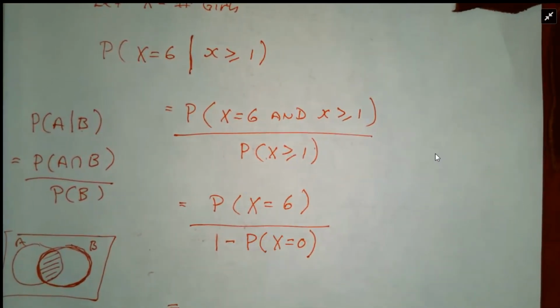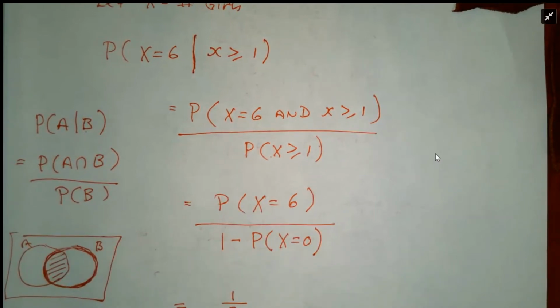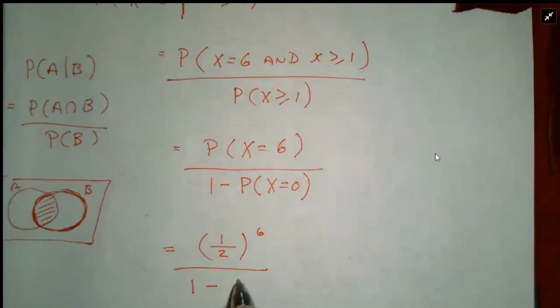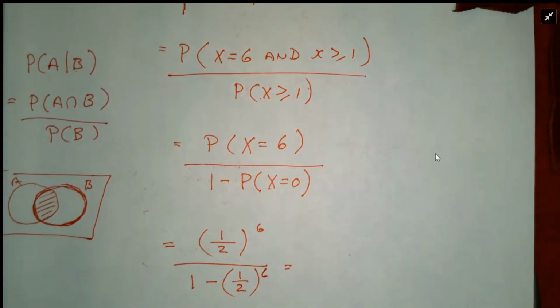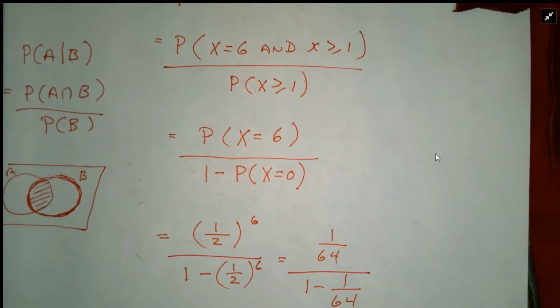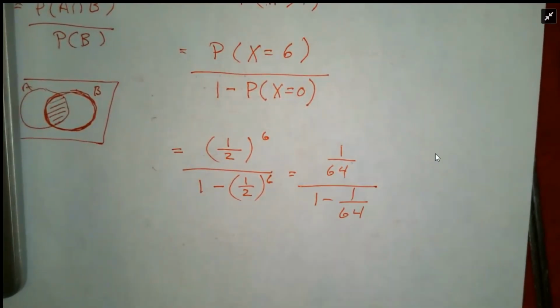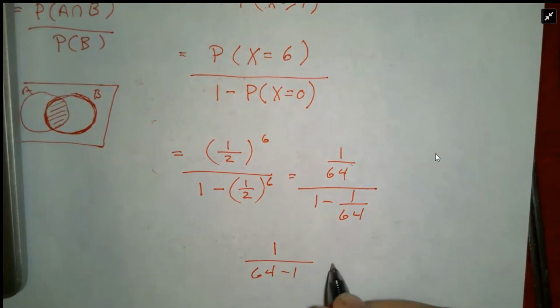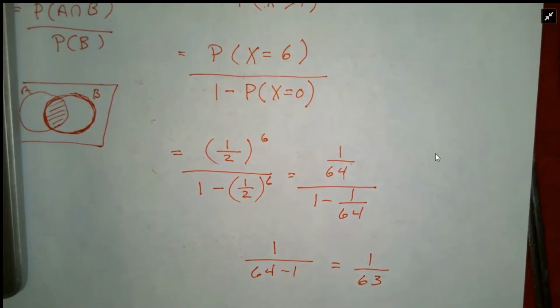If there are 6 girls, the probability that X equals 6 would be 1/2 times 1/2 times 1/2 and so forth, 1/2 to the 6th. If X equals 0, that means you have all boys. And again, that would be 1/2 times 1/2 and so forth. And if my arithmetic is good, 2 to the 6th power is 64. So here's our fraction. If we multiply the top and the bottom by 64, we get 1 over 64 minus 1, which is 1 over 63.